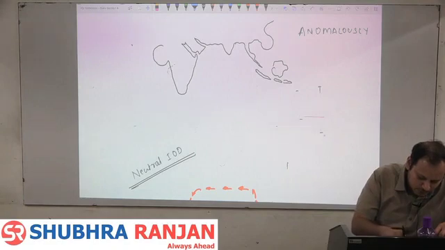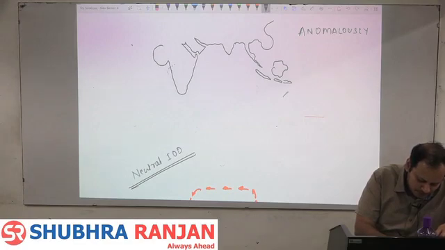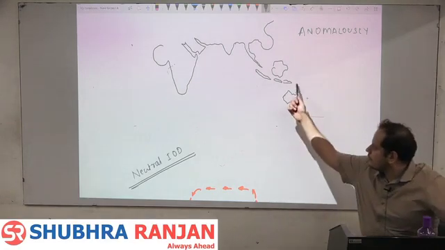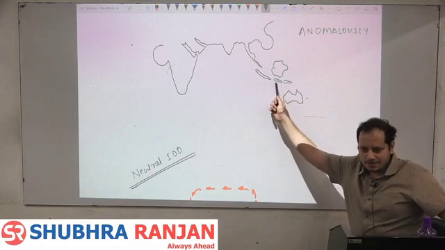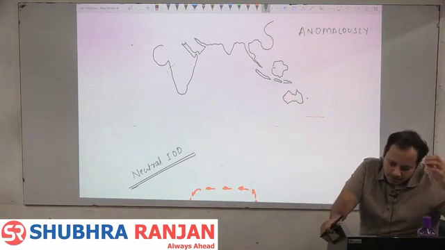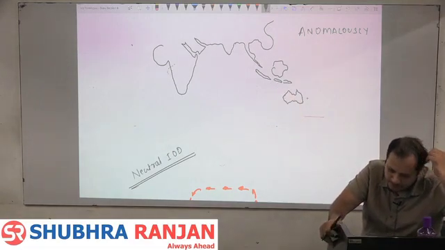Which causes cooling of southeastern Indian Ocean, southeastern, southern hemisphere. But the warming of Arabian Sea.